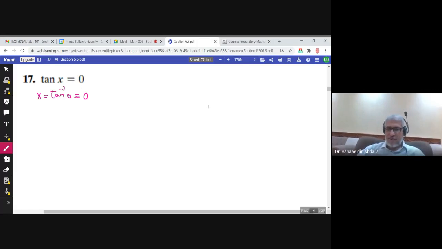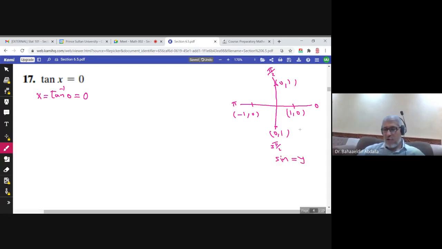And now look here. Do you remember these 4 points? These 4 points are very important now to have the solution of this equation. If you remember, this is the angle 0, this is the angle pi over 2, this is the angle pi, this is 3 pi over 2, and this is also 2 pi, and so on. And if you remember, we said that sine here is the y coordinate, and cosine here is the x coordinate.